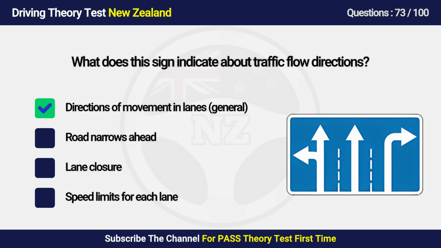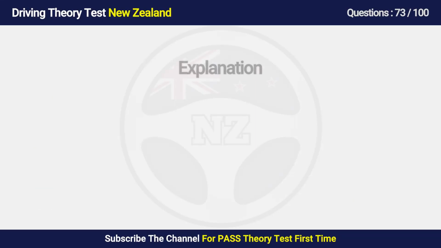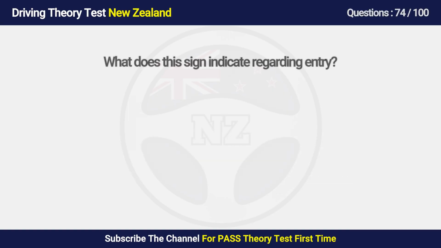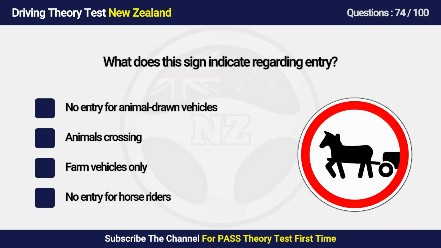Answers is A. Of movement in lanes general. This information sign provides general guidance on the permitted directions of movement for traffic in each lane, typically used at multi-lane intersections.